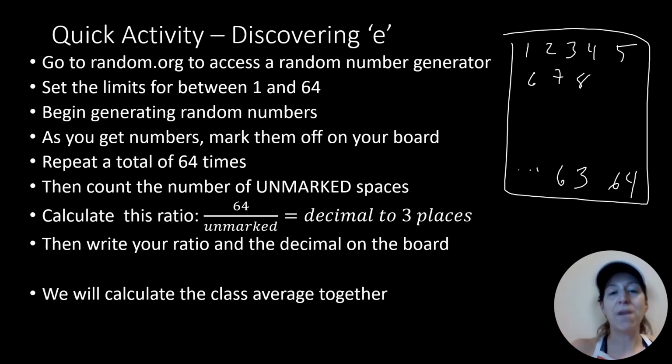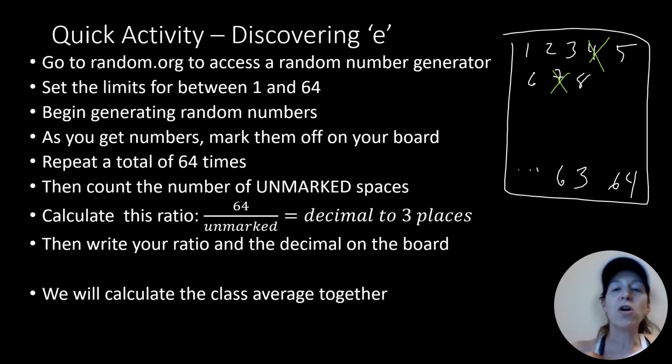As you get numbers, you're going to mark them off on your board. So you're going to do random number, and let's say you get a 7, you're going to mark off a 7. And then you get a 4, and you mark off a 4. Now, you're going to repeat that a total of 64 times. So you're going to run that random number generator 64 times. It'll be beneficial if one person in your group is tallying up how many times you're clicking that.